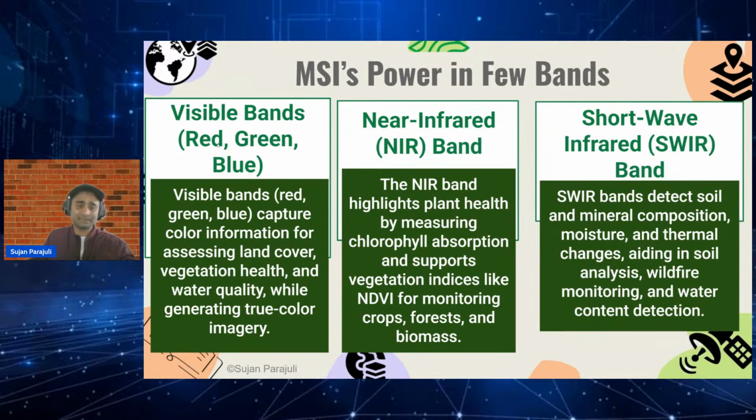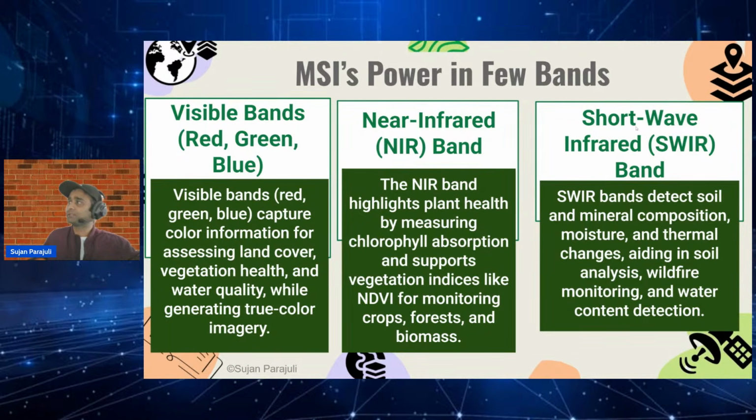One is that it collects information on the visible band, where just looking at the images you can detect, okay, this is a water body, this is buildings, this is forest, this is agriculture. Beyond that, you have to use the spectral information. Another is the near infrared band, which is used for detecting healthy vegetation, calculating NDVI, and so forth.